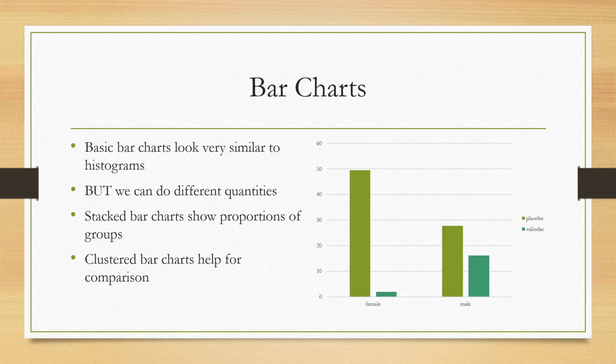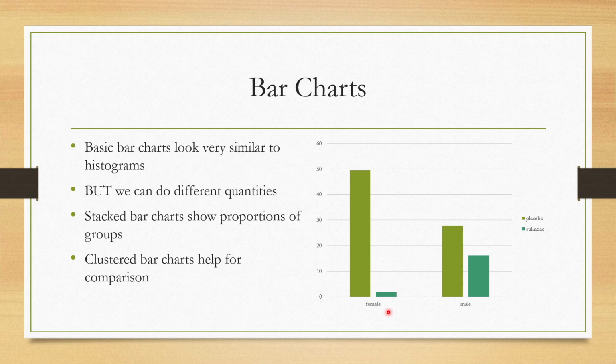Last, we can look at clustered bar charts, and this is helpful for comparison. Typically, I use clustered bar charts when trying to compare based on the grouping. Here, I can see in females that the drug group is working way better than the placebo group, and I can see in males the drug group is working better than the placebo group. So here, I'm showing that comparison between drug and placebo within my different groups, and this is how I break that down.